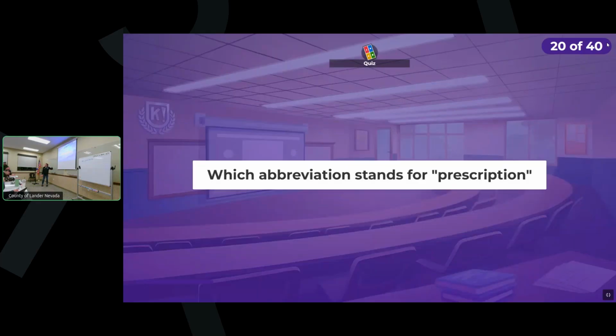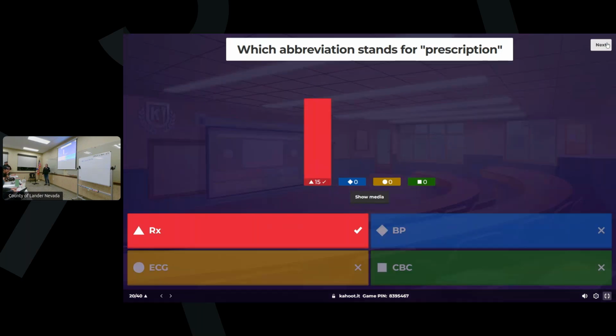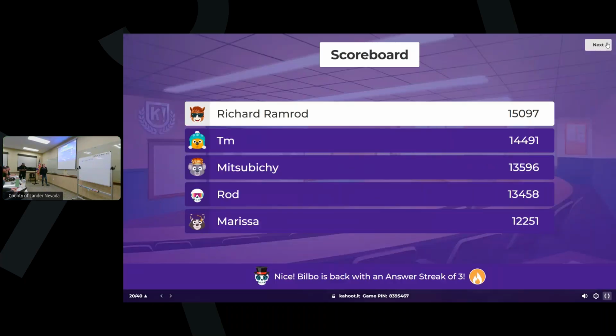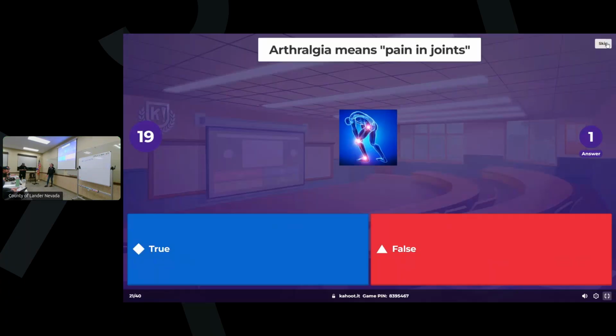Someone has a streak for 16. Nice. Which abbreviation stands for prescription? Good. That was easy. Too easy. True or false? Arthralgia means pain in the joints.